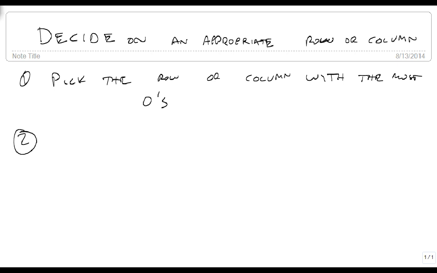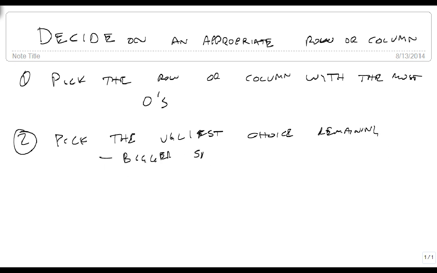But if it's not, then what you want to do is pick the ugliest choice remaining. So pick the one with the bigger numbers. Bigger numbers are uglier than smaller numbers. Or the ones with the 5s, the 3s, the 7s, the 11s, and so on. You want to pick those over any others. And so I'm going to give some examples.